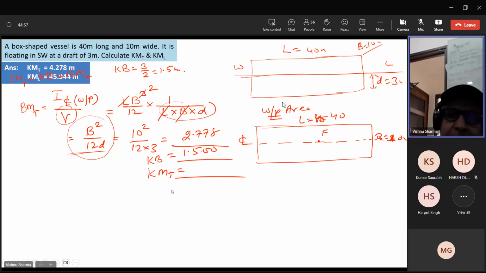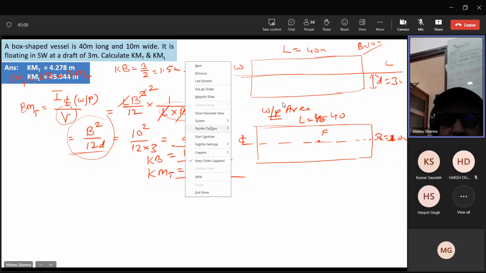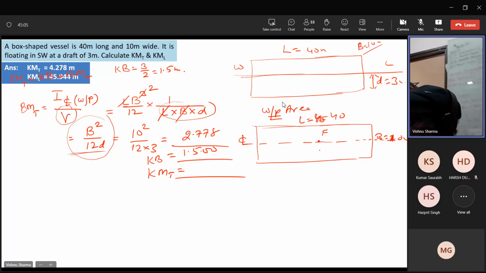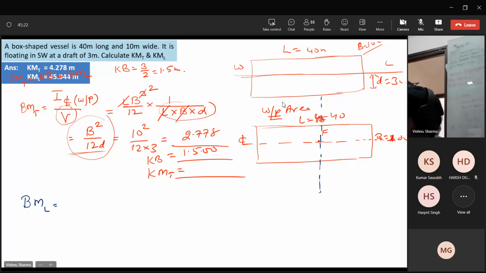Now I'll change to blue marker and we'll solve BML. Guys, water plane is same, center of flotation is same. Volume of displacement is same. Now BML will be equal to, through center of flotation, I have to draw an athwartship axis. This is the athwartship axis through center of flotation. Do you agree with me, guys? Yes or no? The blue one. I usually name it FF. You can name it whatever. There's no hard and fast rule on that.